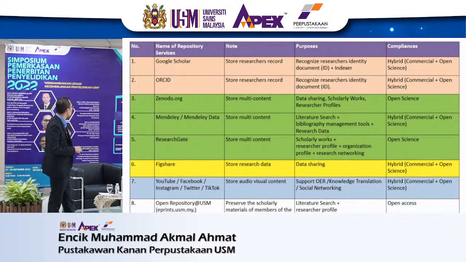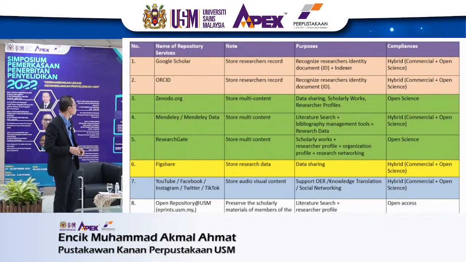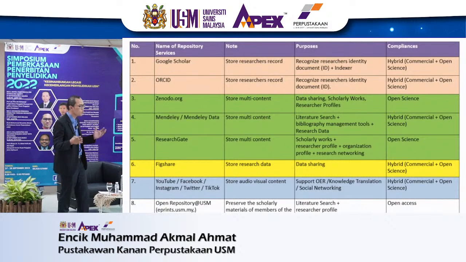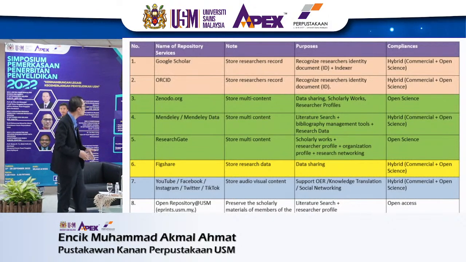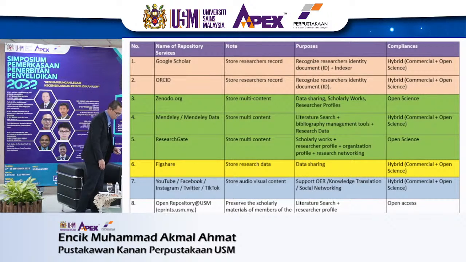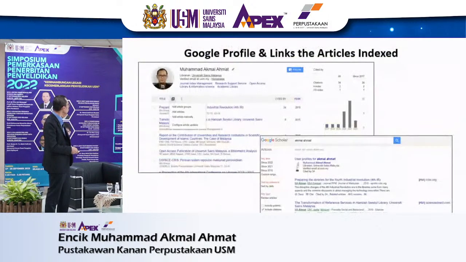They have high hits in terms of viewing and being cited on Twitter. Last one is the open repository at USM, which is IPRIN, the institutional repository based in USM, and it preserves any kind of material related to the members of the institution, including postgraduate students. If you have a good publication and you want to make it more visible in Google Scholar, you can use IPRIN or the open repository at USM.